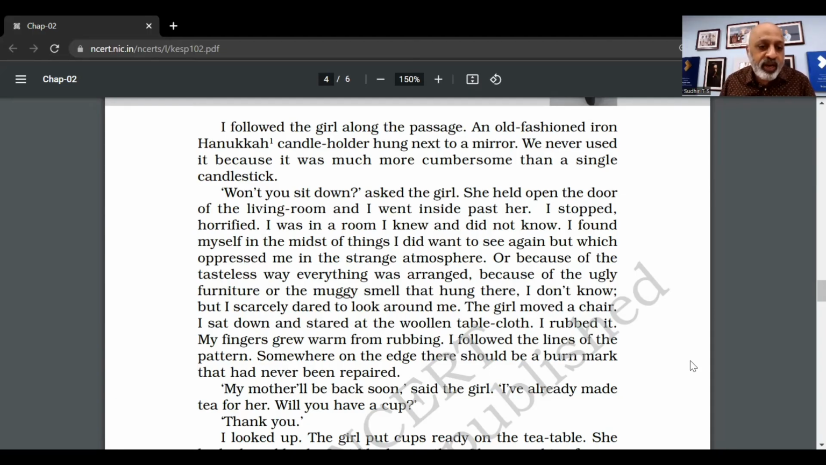The girl moved a chair. I sat down and stared at the woolen tablecloth. I rubbed it. My fingers grew warm from rubbing. I followed the lines of the pattern. Somewhere on the edge, there should be a burn mark that had never been repaired. So she's able to remember even the scratches and the burn marks on that particular table.